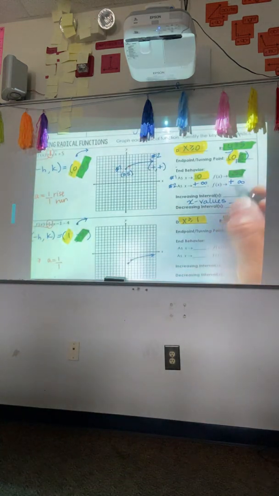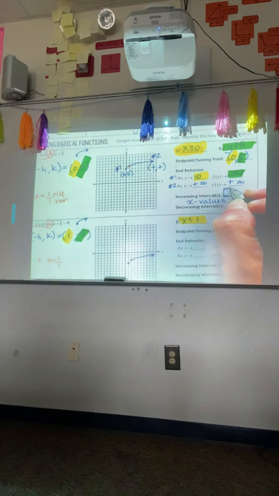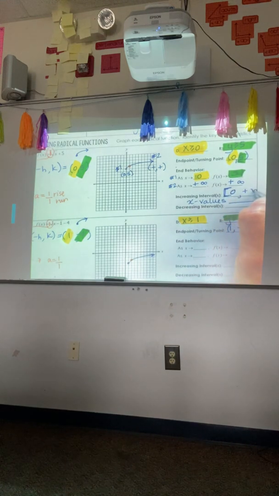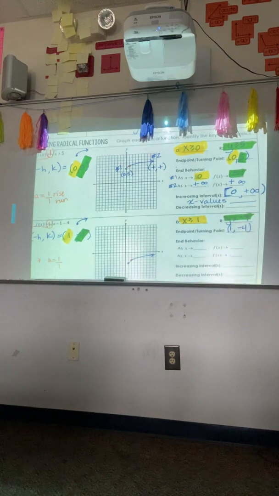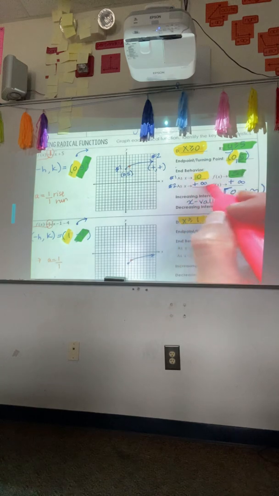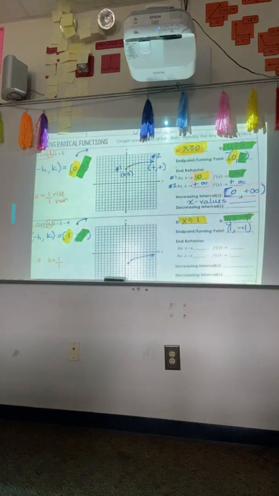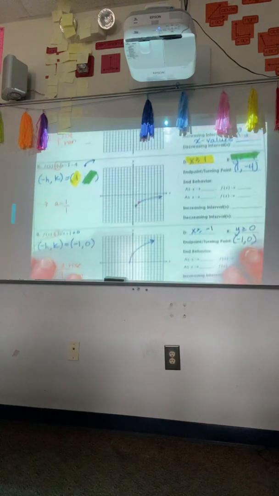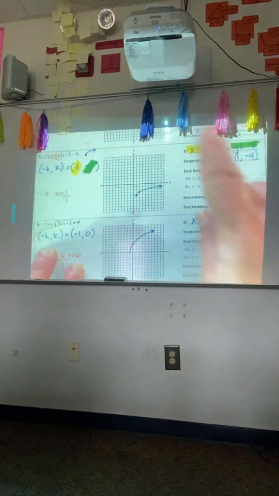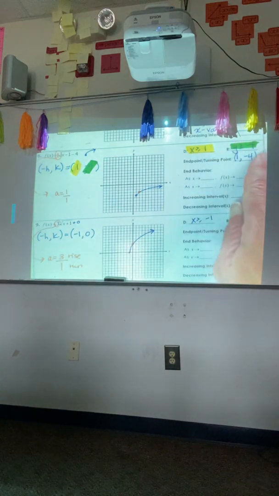0 should be a bracket because we're including 0. Infinity is always a parentheses. So I want you to notice that these two numbers are these two numbers. I want y'all to see those connections, okay? All right, so the next few should be easy peasy. So now let's move on to my next one right here. I see the 1 and the 4, the 1 and the 4.